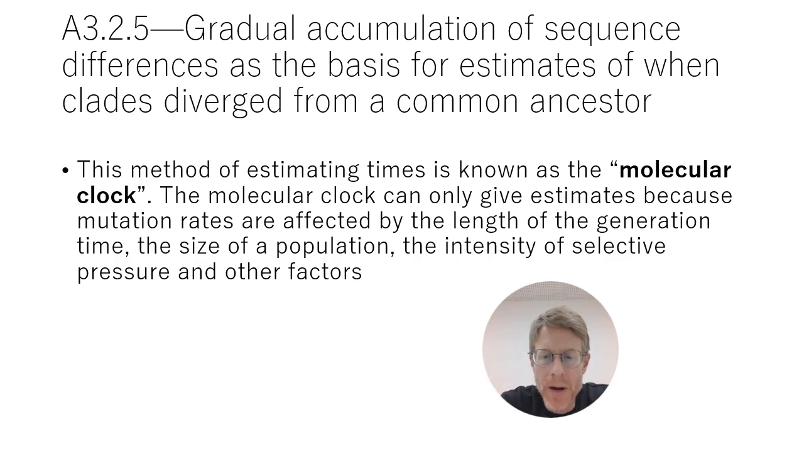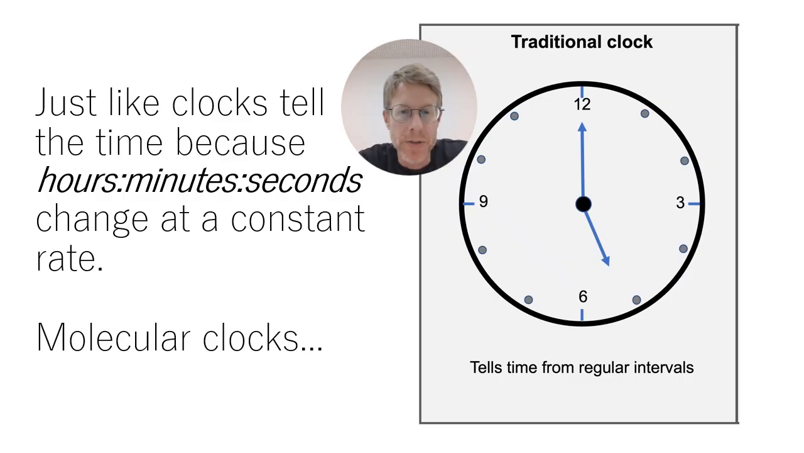How do we know how long ago a common ancestor existed? Can we put time on these tree diagrams? The answer is yes, we can. It's a rough estimate, but we can use something called a molecular clock. Just like a clock tells time because we know the rate at which the hands go around the clock, it's a consistent rate. We know that the hours, minutes, and seconds change at a constant rate, and because of that, we can know how long ago things happened.